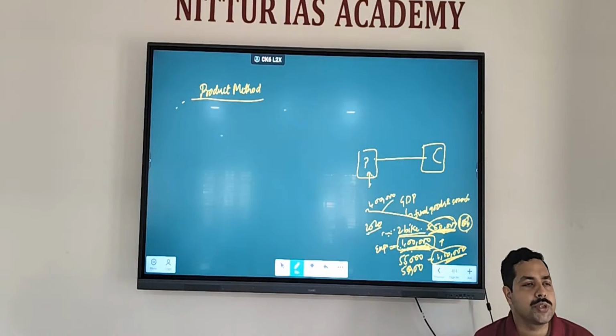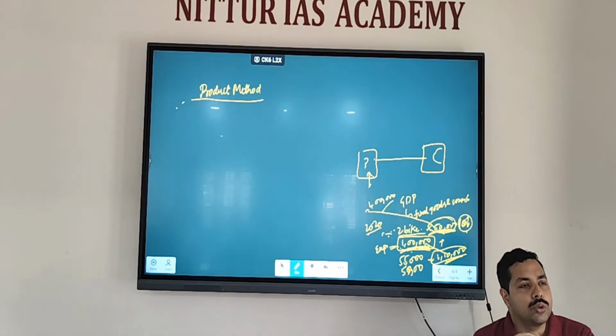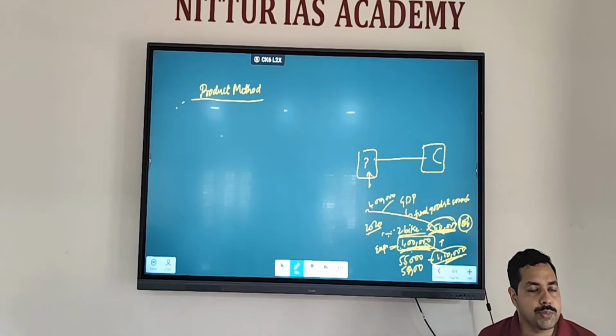GDP is not going to come out the same, because in the product method, what will happen? We are just calculating the value of the product. But in the expenditure method, we are also including taxes, which the consumer has to pay. So GDP is going to vary. Clear? So one thing you have to keep in mind: product and expenditure method.